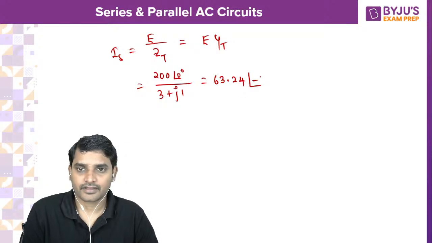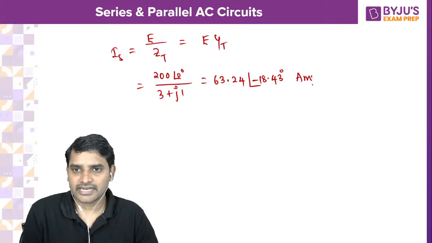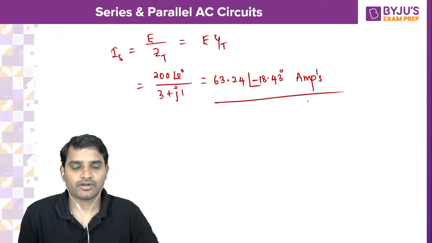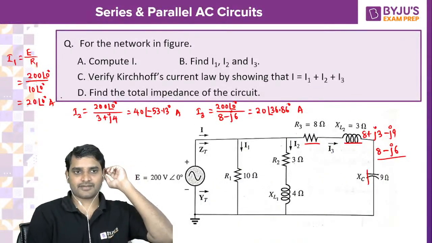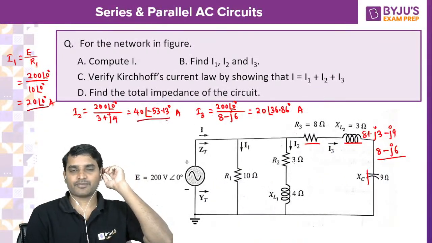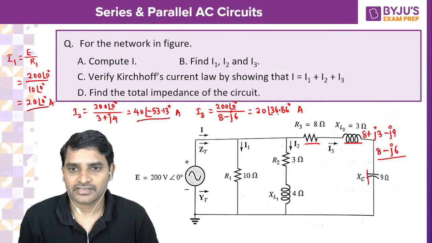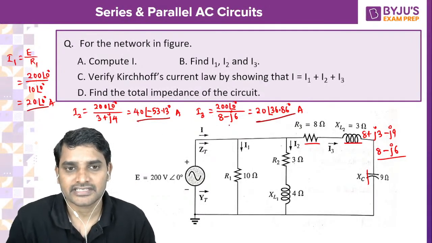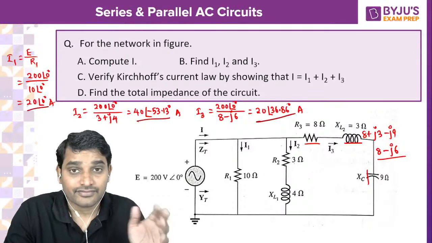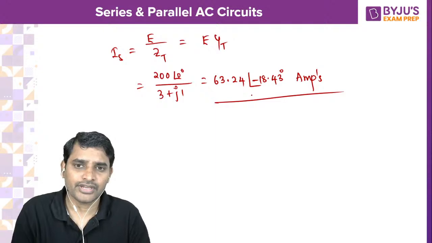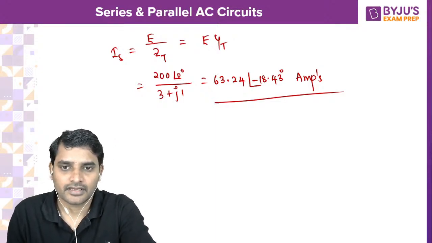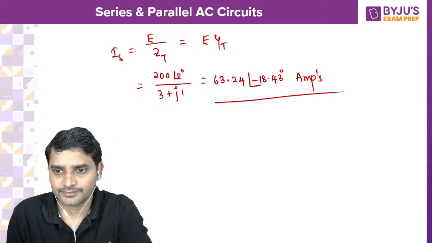18.43 minus 18.43. Is this the total current? Everybody getting 63.24 minus 18.43. When you sum these, you have to get the same: 20 amperes, 40 at an angle minus 53.13, 20 at an angle 36.86. When you phasor sum them, you have to get this value. Are you going to get the same value? Is everybody getting the same value?